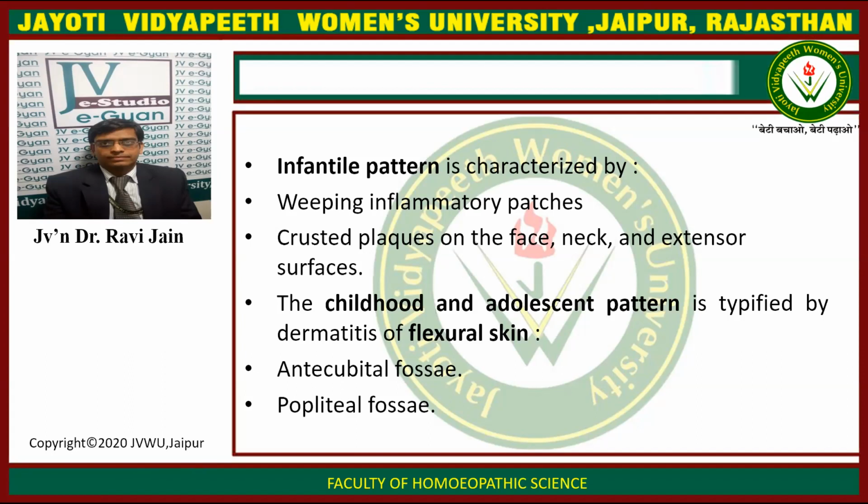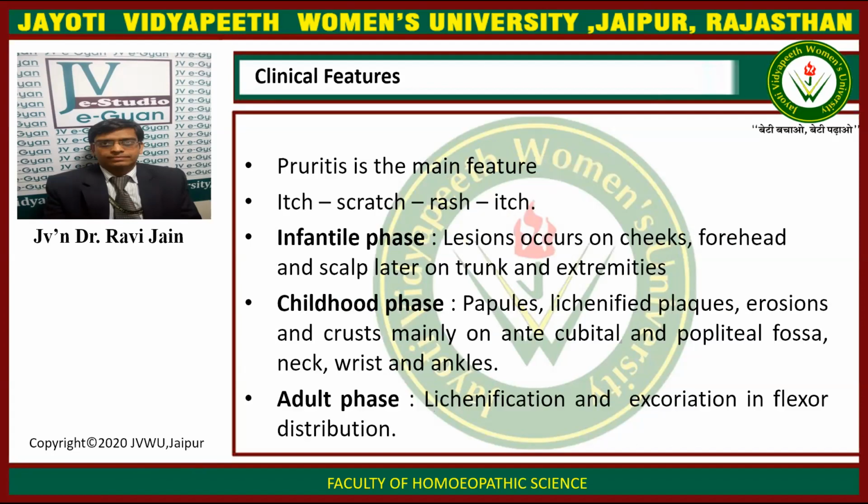We have the childhood and adolescence pattern, and the adulthood pattern, that is typified by dermatitis of the flexural skin. It is present in the antecubital fossa or it can present in the popliteal fossa. Both are flexural skin surfaces. So we have weeping inflammatory patches, crusted plaques, and presence in the flexural skin.